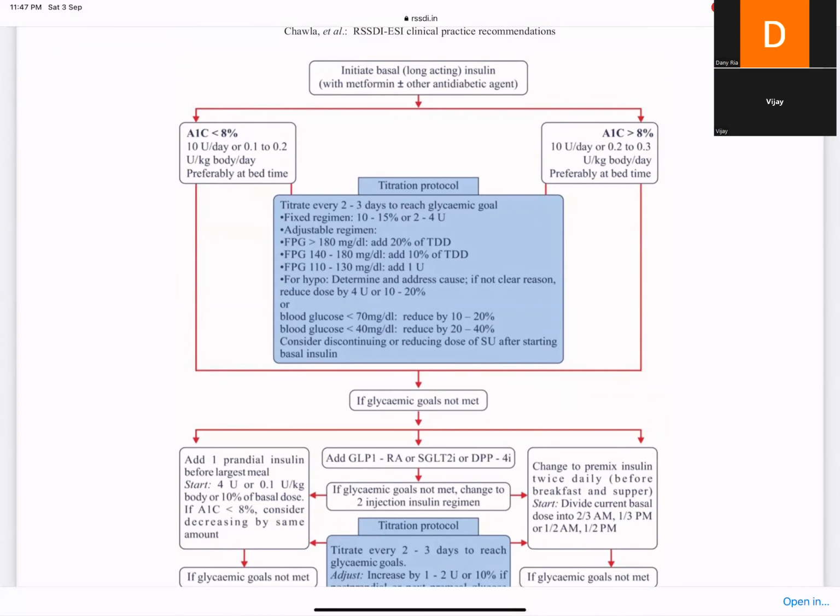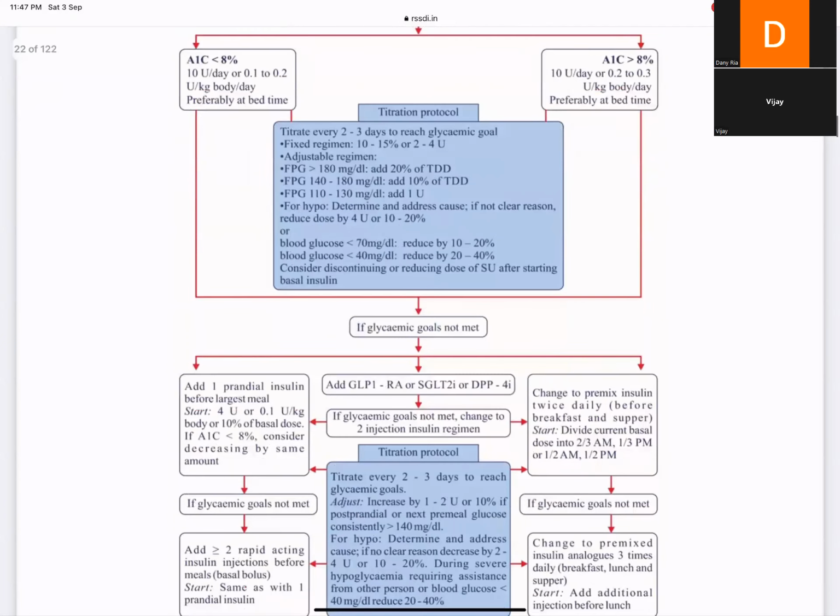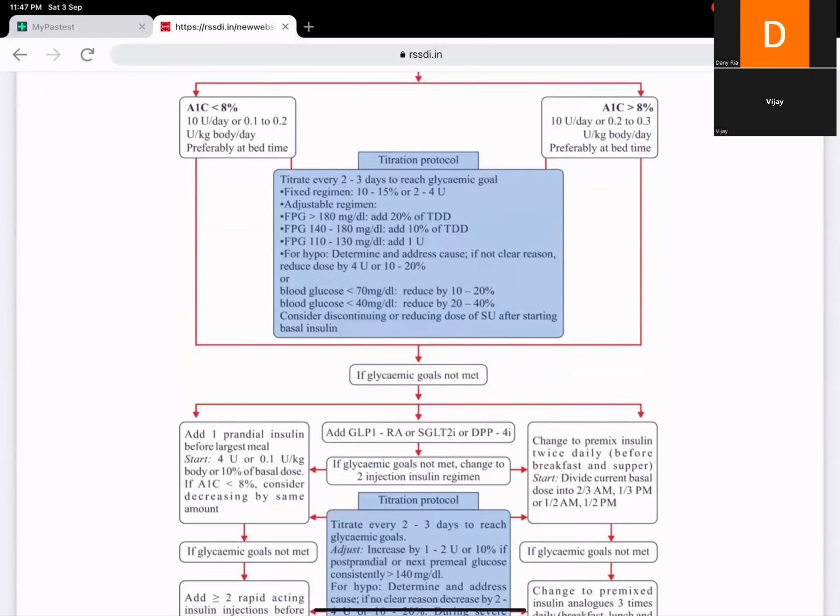See, the first step is if you are starting insulin, always start with the basal insulin, a long-acting insulin. Already, as Firdaus asked, patients will usually be on drugs, metformin plus some other drugs, when we are starting. The table says for HbA1c less than 8, we have to start at 0.1 to 0.2 units per kg per day. If HbA1c is more than 8, you have to start at 0.2 to 0.3 units per kg per day.